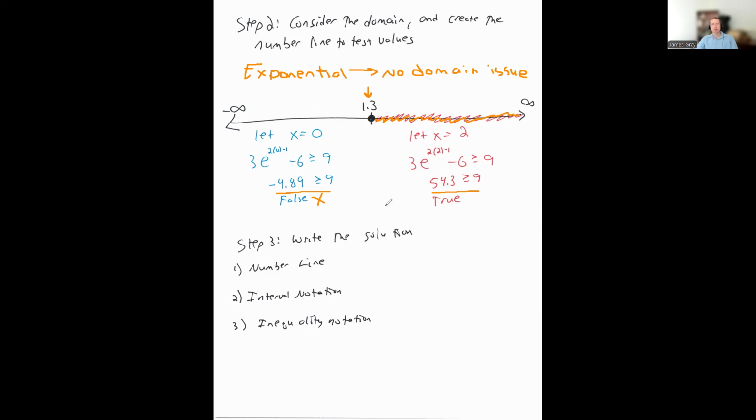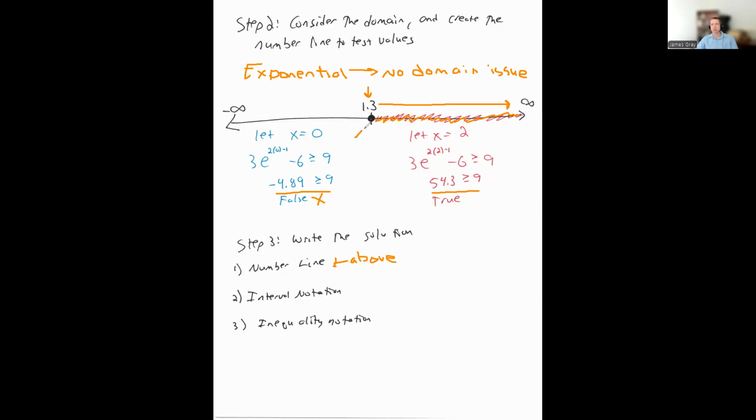And so with that, we move into step 3. We want the number line, and I did the number line above already. You want to be proficient in all 3 of these. Then the interval notation. What I see here is that it goes from 1.3 and then it shades this way, and it will continue on forever.